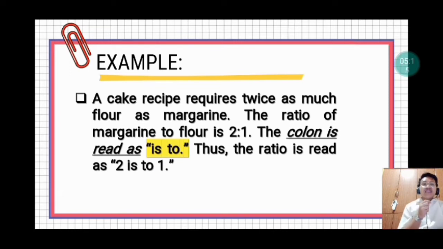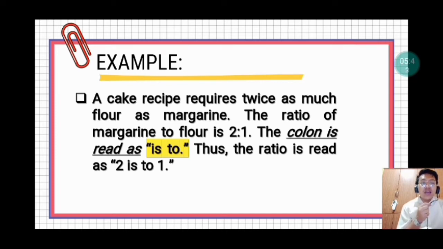So, a cake recipe requires twice as much flour as margarine. The ratio of margarine to flour is 2:1. Okay? So, the colon is read as "is to." Take note. The colon is read as "is to." Therefore, the ratio is read as 2 is to 1.